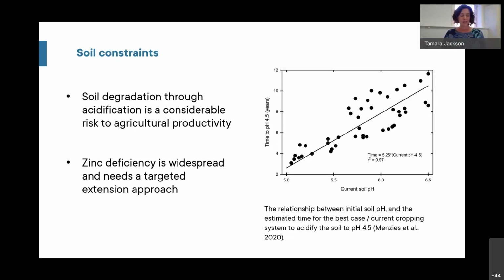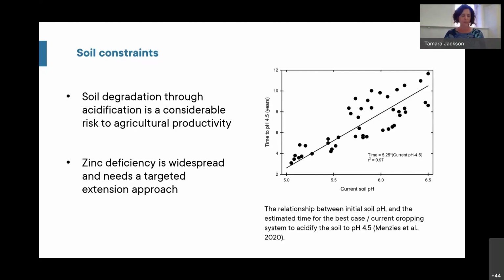So there is an expectation that these systems can acidify, and in the graph on the right you can see the relationship between initial soil pH and the time that it might take to get to very highly acidic soils. In some cases that's as low as 4 up to say 10 to 12 years. One caveat here is that the modelling doesn't incorporate the impacts of adding alkaline groundwater, so that's another element that needs to be explored.